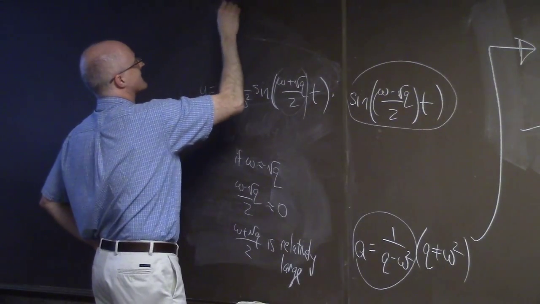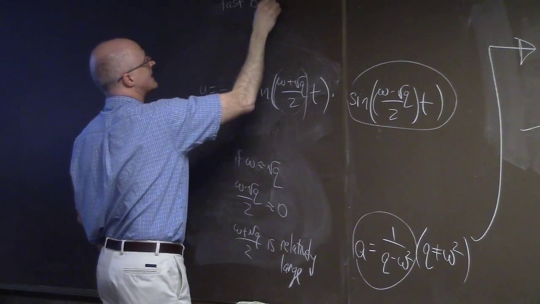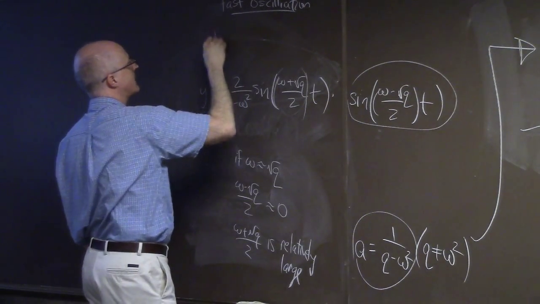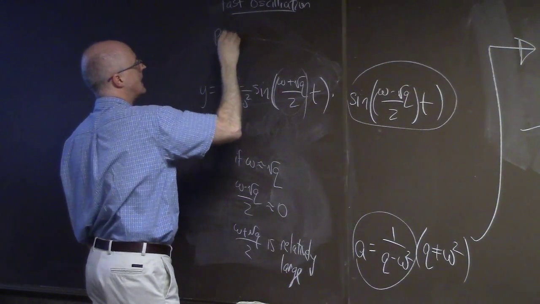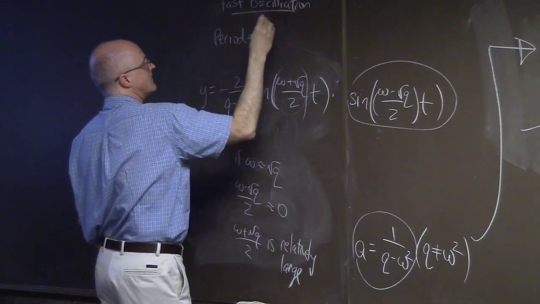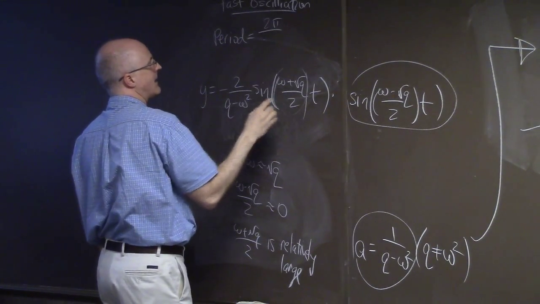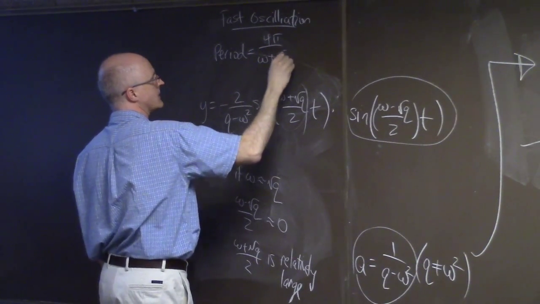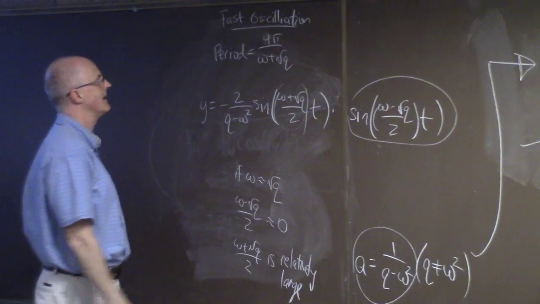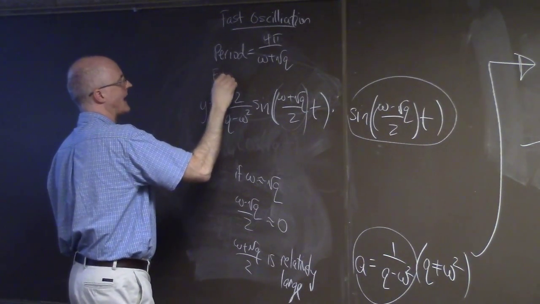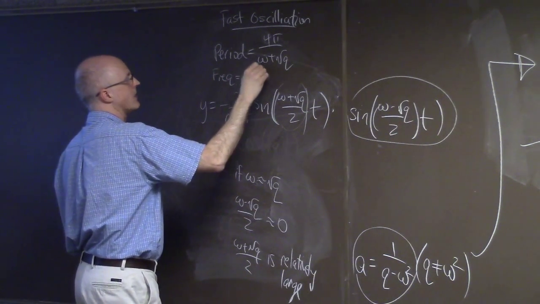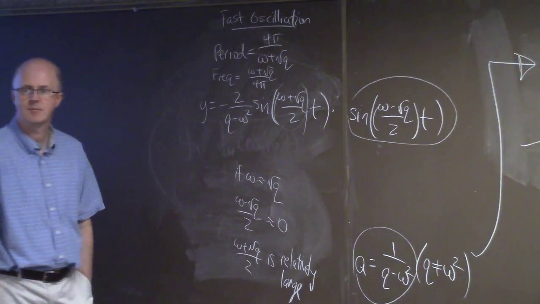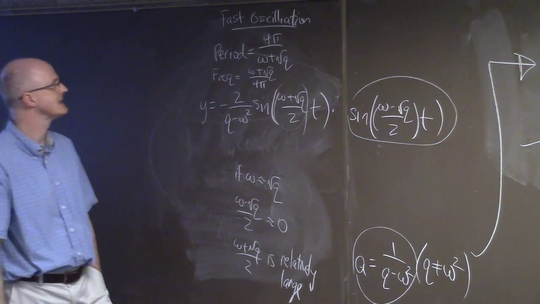The fast oscillation has period 2 pi divided by this, which is really going to be 4 pi divided by omega plus square root of q. And the frequency, that's 1 over that, omega plus square root of q over 4 pi, would be in hertz if time is in seconds.